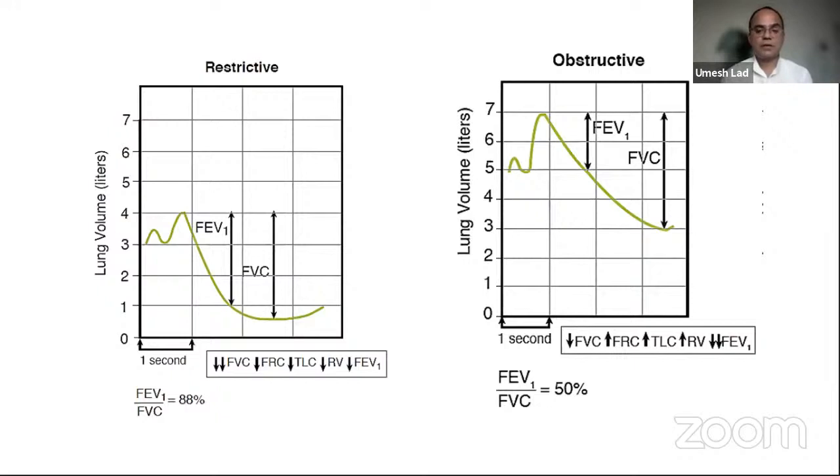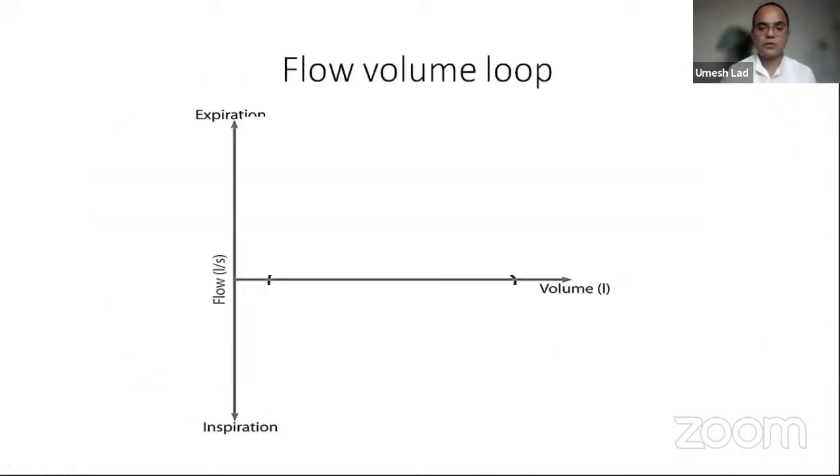In the obstructive lung disease, if you see here for comparison, FEV1 is decreased, but FVC might be normal. Here in restrictive, FVC is also decreased and FEV1 is also decreased. Both of them decrease, so the ratio will be normal. But in obstructive, only FEV1 is decreased, and FVC might be increased also. So the ratio is decreased. This is the difference between the restrictive and obstructive lung disorders.